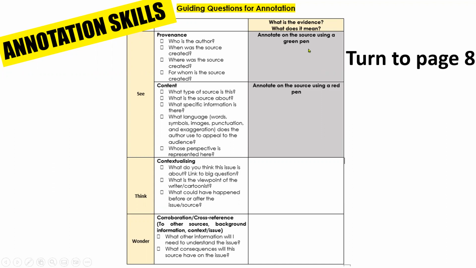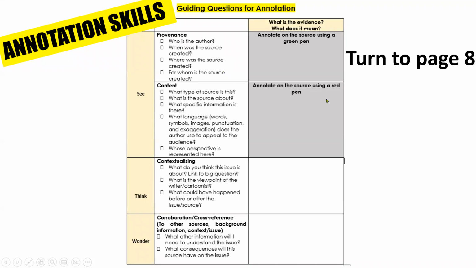So specifically for me, I would like to use green pen for provenance. And when I mean by provenance, it is really that particular line or information before a source. Later on, we'll take a look at it. So when we talk about provenance, we talk about who's the author, when is it created, where, and for whom.